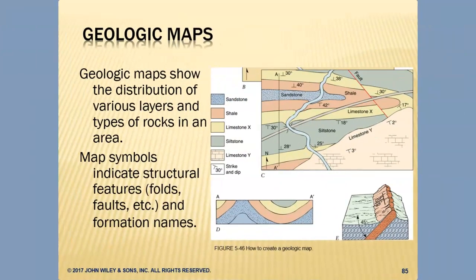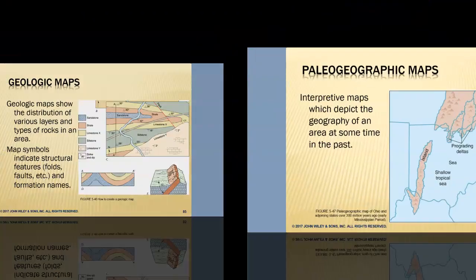Another way that geologists show the lateral continuity of units is by looking at geologic maps or creating geologic maps. And they show the distribution of various layers and types of rocks in an area. There's all sorts of symbols that go with these geologic maps that you learn in a structural geology class. There's some basic symbols here like the strike and dip of the rock, the formation names. Different colors are going to represent different formations or different rock types. But this is a typical geologic map.